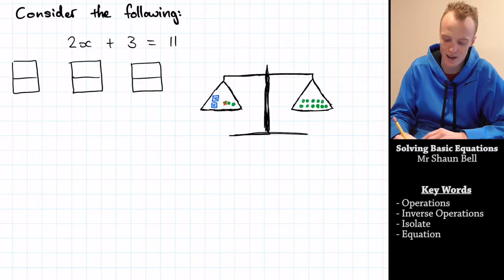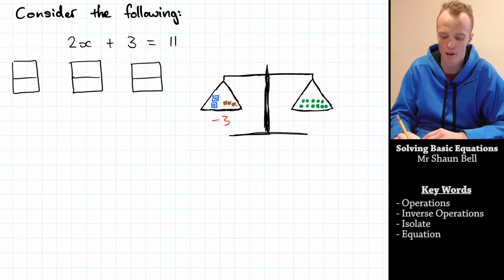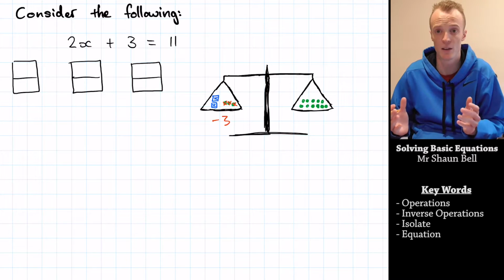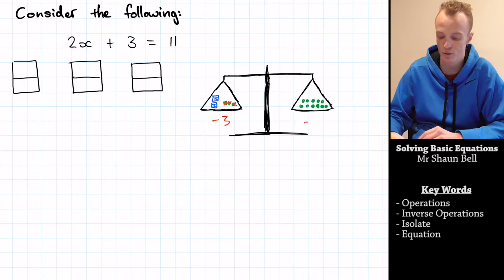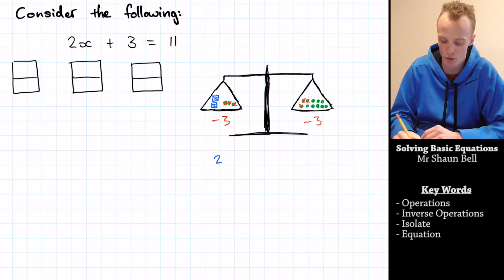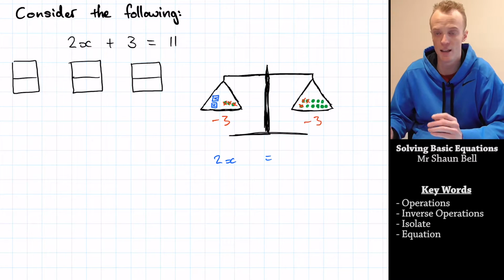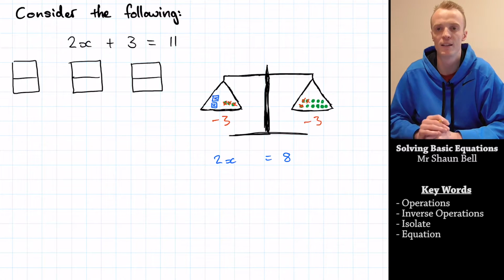So I need to take these little green dots away, which I'm subtracting by 3 when I do that. However, if I do this, the scales aren't going to be even anymore. That means on the right hand side, I have to also subtract 3 to keep my scales balanced. So I'm going to subtract 3 of these away. So what I'm left with here is I've got 2 of these x boxes and it's balanced, so it's equal with 8 of those green dots on the right hand side.